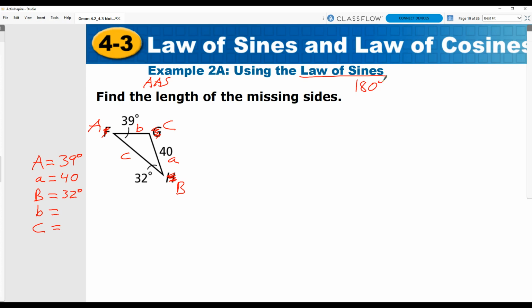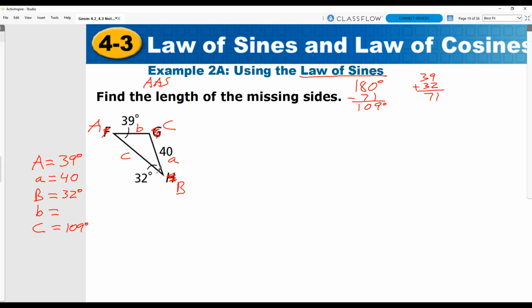All right, I hope you're thinking 180 degrees. So we know what two of them are. So we can find out what angle C is just doing some quick, simple math here. So 39 and 32 together gives us 71. So far we have 71. Take that away from 180, and we end up with 109. Okay, so now we know what angle C is. That is going to be 109.